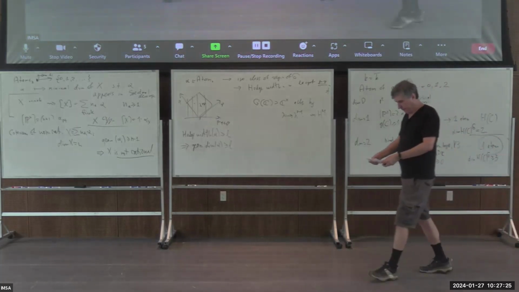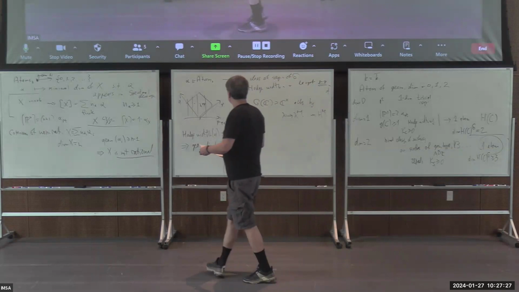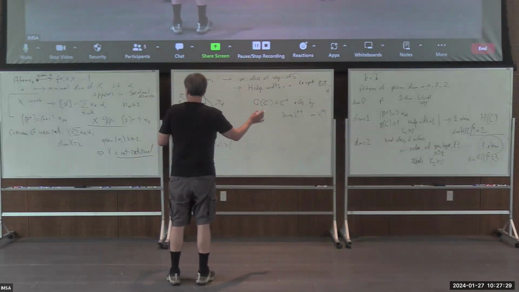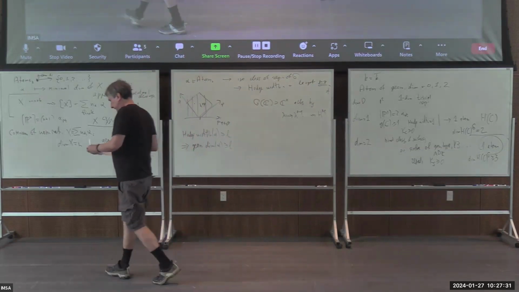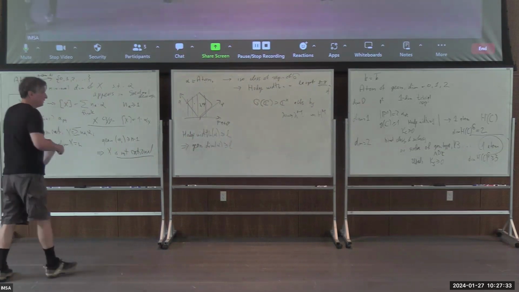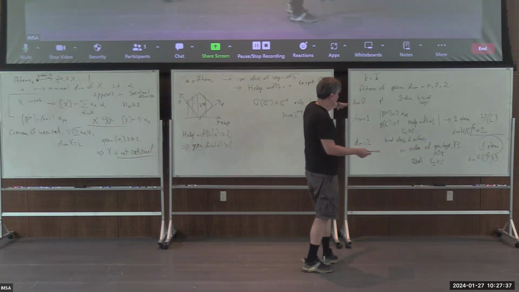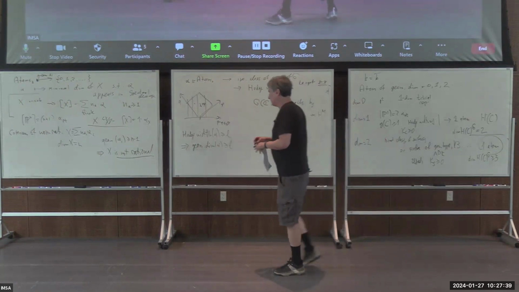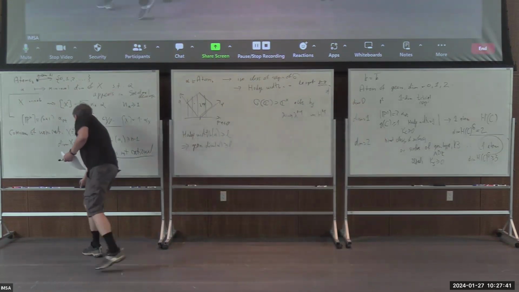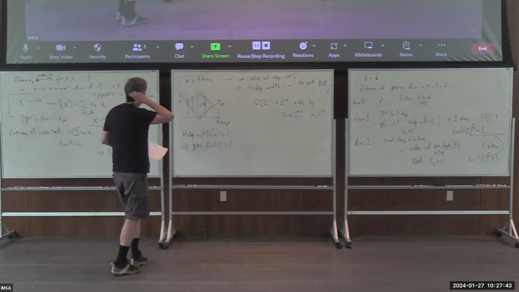And what I want to explain now is how to make this contradiction between having many algebraic cycles or not many algebraic cycles and having Hodge bits. And at the moment this is the criterion which works.